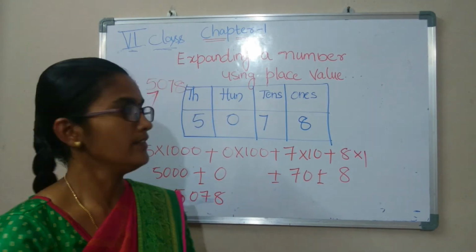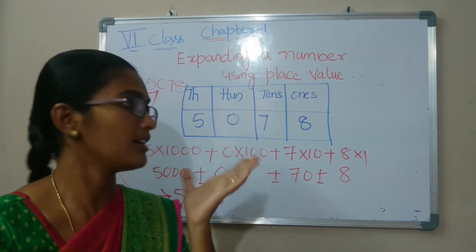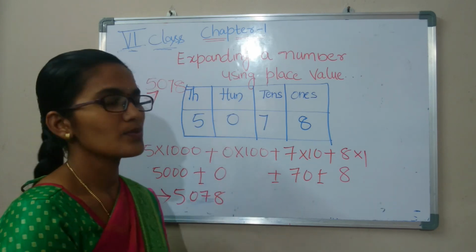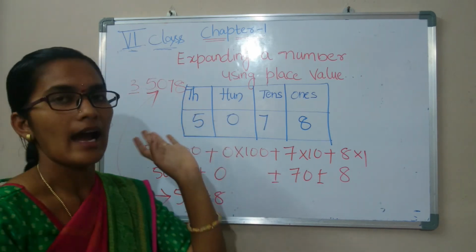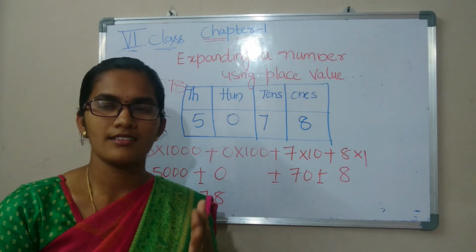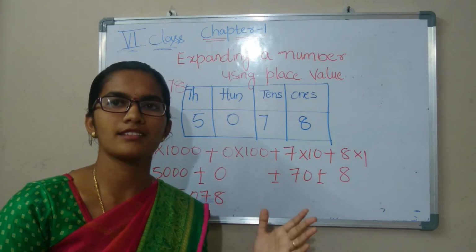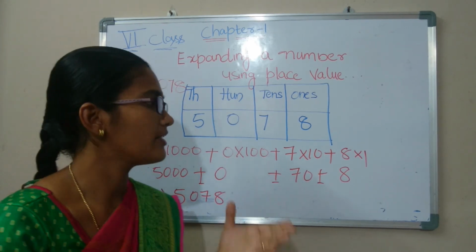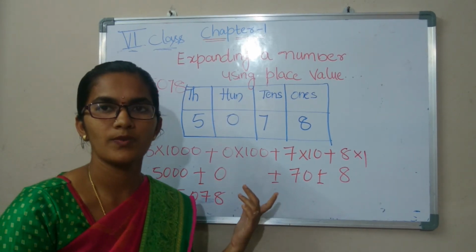If we give any number, we have to expand by using place values in this way, whether it goes up to ones, tens, hundreds, thousands, 10,000, lakhs, 10 lakhs, crores, or 10 crores.